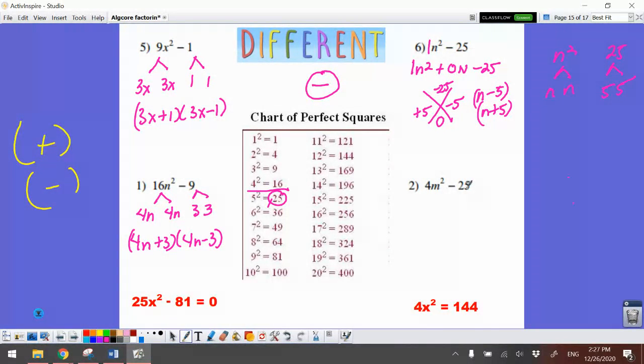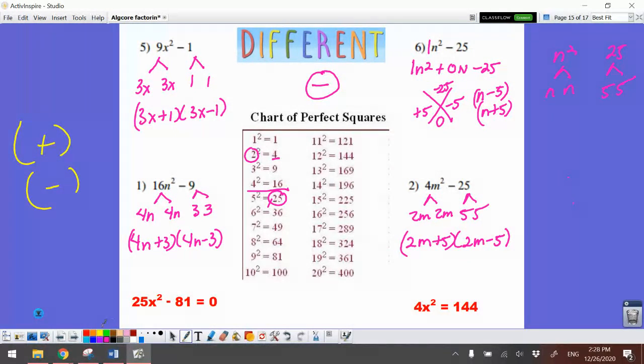All right, what about 4m squared minus 25? Well, 2m and 2m, so 4 brings me down to a 2. 25 is 5 and 5. So 2m plus 5, 2m minus 5.